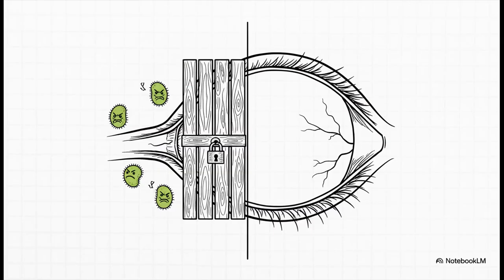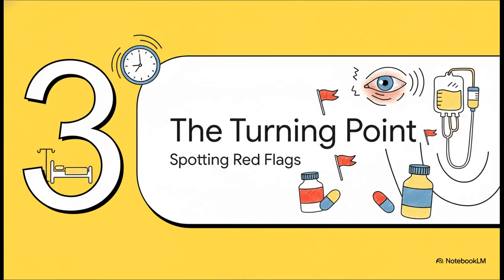So, let's talk about that barrier I mentioned, the orbital septum. Think of it like a gate. If the infection is in front of the gate, we call it preseptal or periorbital. That's manageable. But if that infection gets behind the gate, it becomes postseptal or orbital, and that is when things get really dangerous.